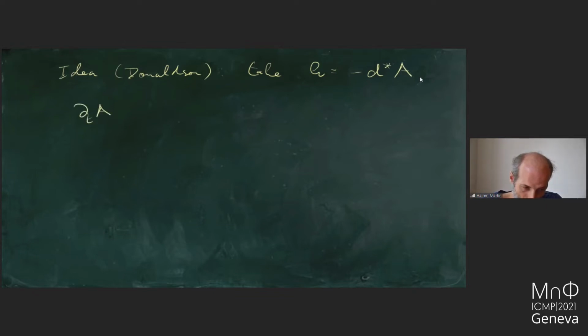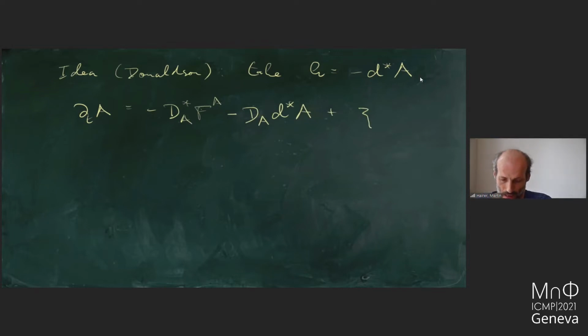if you look at the equation, oops, why is that? Okay, now it works again. So the equation looked like this. So I add this term, which is D_A D star A, and then there's the noise. Now, what does this look like?